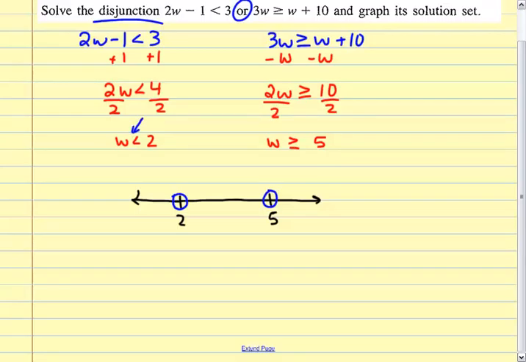Can it be 2? No, because it doesn't have the little equal to symbol underneath. So w is less than 2. That means I shade in this direction. Remember, with a disjunction, the shadings go away from each other. Over here, it does have the little or equal to symbol, so I'm going to color in the 5, because it can be equal to 5. And it says that w is greater than that, so I'm going to shade in this direction. This is a disjunction. Oh, misspelled that. Disjunction, because they go in separate directions.